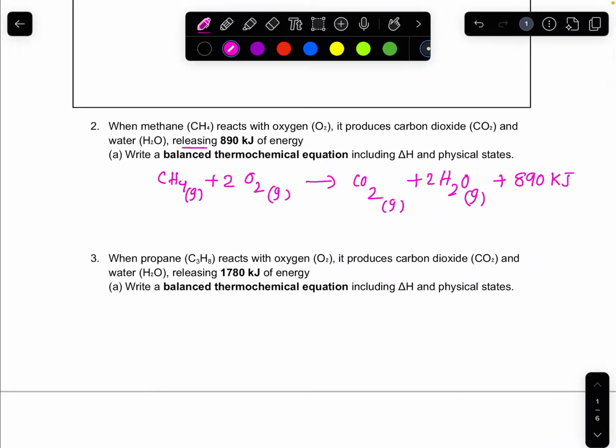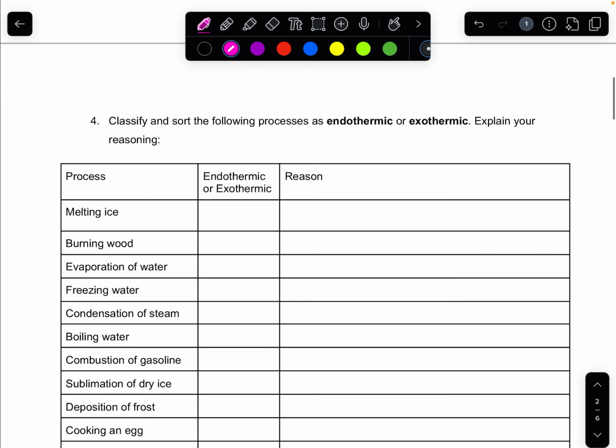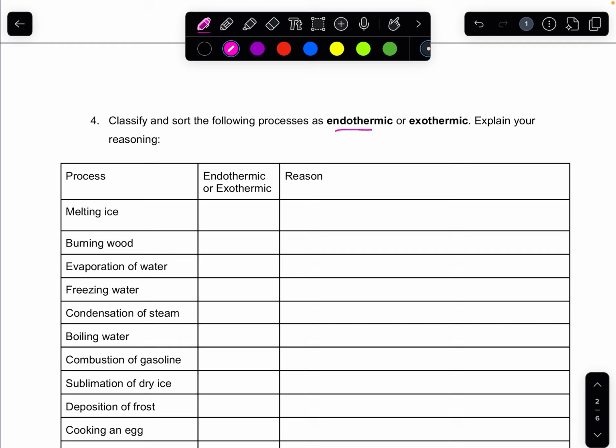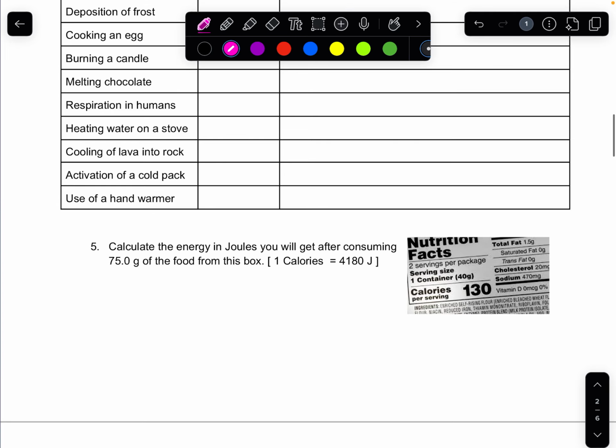So do the same for the question, there is one more there, do that. And for this question, you are going to sort this into endo or exo and explain why you selected that answer. Say for example, melting of ice, I would say endothermic. Then I would say why it is endothermic, because it absorbs heat. So delta H is positive, that is why endothermic. So then complete all of this.